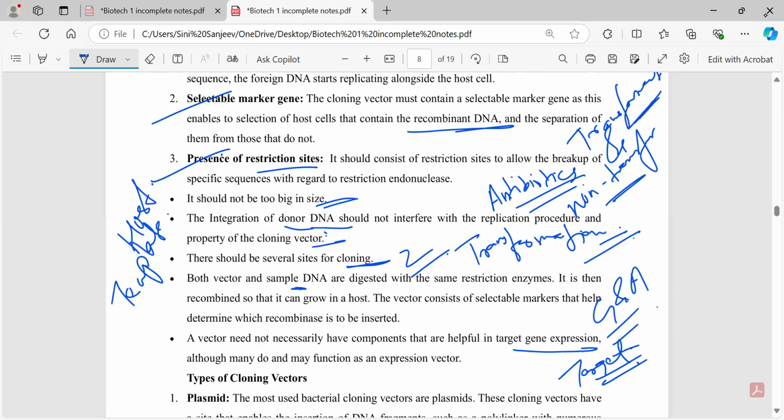So only if these things are present will the restriction enzymes act on the restriction sites. Or you can also call them the cloning sites.